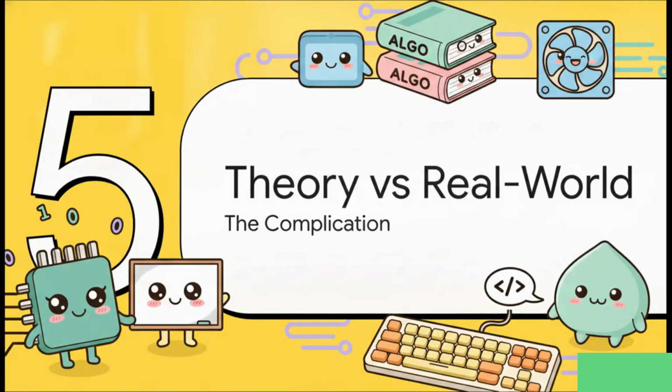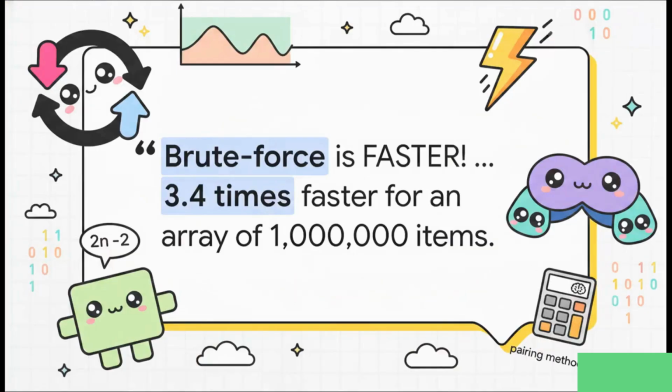But wait, Section 5, theory versus real-world performance, the complication. Let's see how all of this builds into a fascinating complication, straight from a real-world Stack Overflow debate. Because, class, as you know, computer science isn't just about math on a whiteboard. It's about executing code on a physical silicon chip.